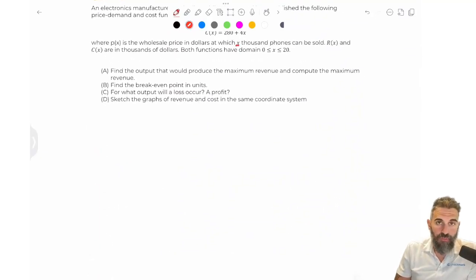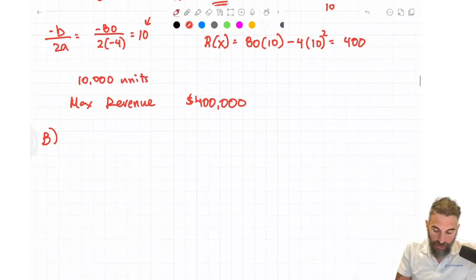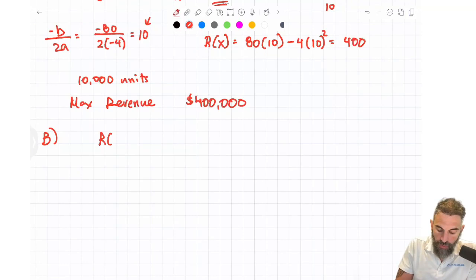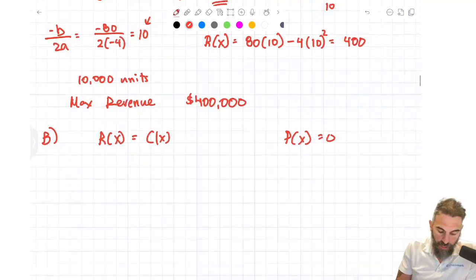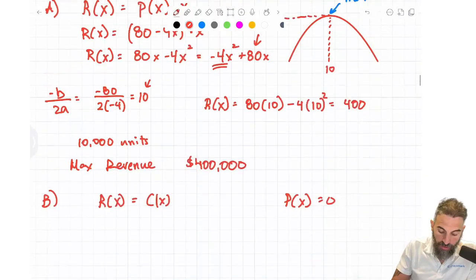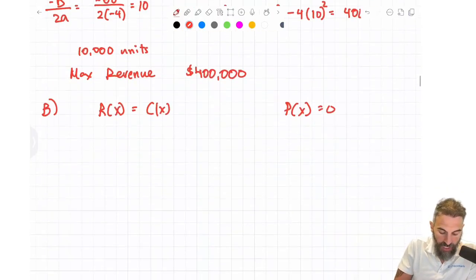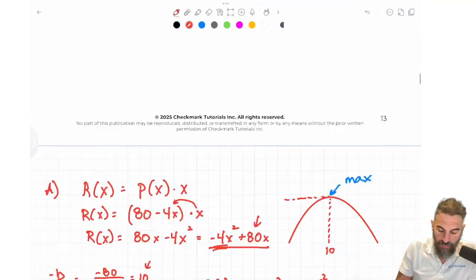Find the break-even points. So to find the break-even points, we're going to take the same approach that we did when we were doing just the linear chapter. The break-even point is where revenue equals cost. You can also find it as the point where profit equals 0, guys. It's the exact same thing. Okay, so our revenue function, we have it: minus 4x squared plus 80x. And your cost equation, have they given it to us? Yes, 280 plus 4x.